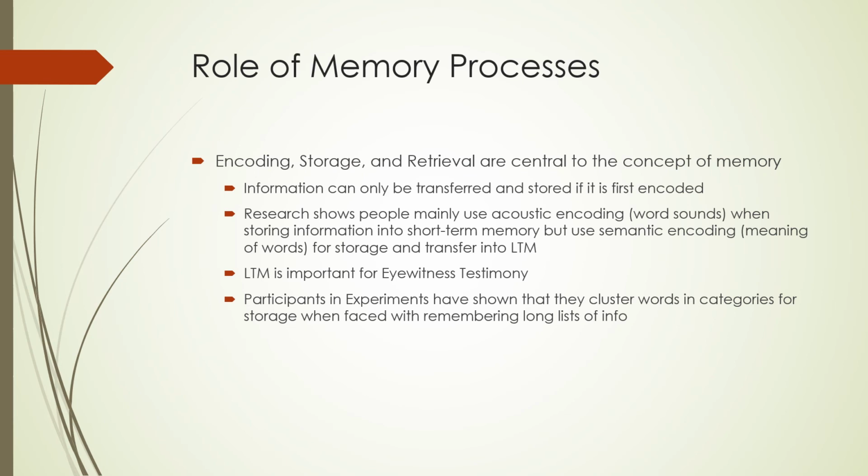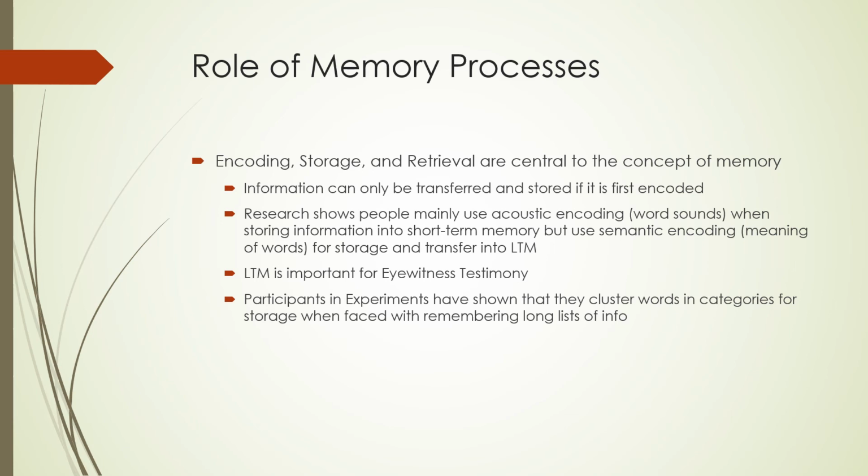All right, so in terms of reconstructive memory, there's a few memory processes that are in play here, and that's encoding, storage, and retrieval. Information can only be transferred and stored if it is first encoded, if we are first giving cues, if we are putting importance behind it in some way. Research shows people mainly use acoustic encoding, like word sounds, and then use semantic encoding, like the meaning of words, for storage and transfer into long-term memory.